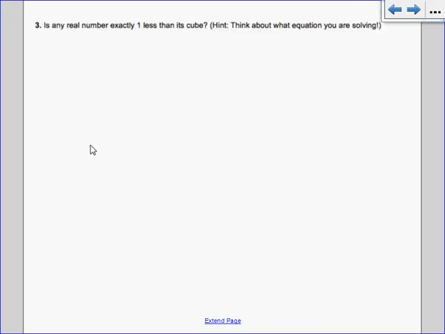So I ask questions like this a lot on the test, and people kind of freak out and have no idea what I'm asking. Okay, so if you see something like this, you can do it. So it says, is any real number exactly 1 less than its cube? So let's write the equation. Is any x value exactly 1 less than its cube? So x cubed minus 1. So is x ever equal to x cubed minus 1?